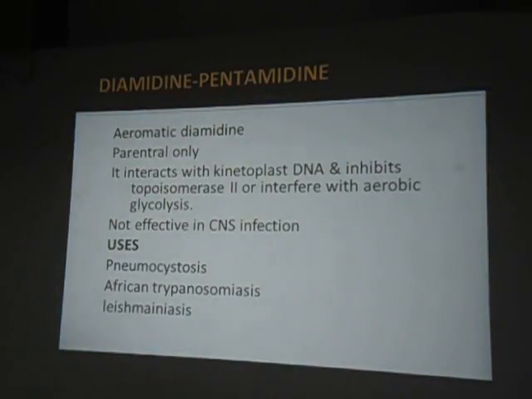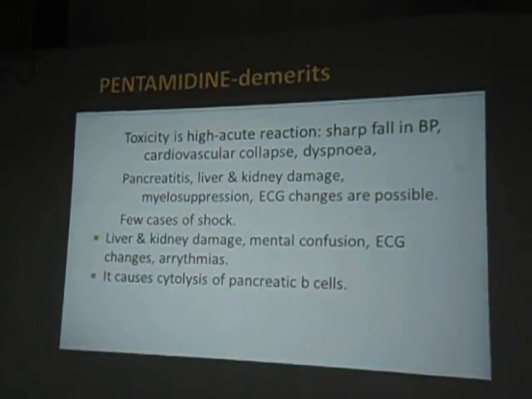So it is not effective in the CNS. Pentamidine's CNS penetration is low and it is not effective in trypanosomiasis of the CNS. So it can be used in pneumocystosis, African trypanosomiasis, and leishmaniasis. With pentamidine, the toxicity is high after prolonged administration. There is sharp falling BP, cardiovascular collapse, and dyspnea. It can cause pancreatitis, liver damage, and myelosuppression.